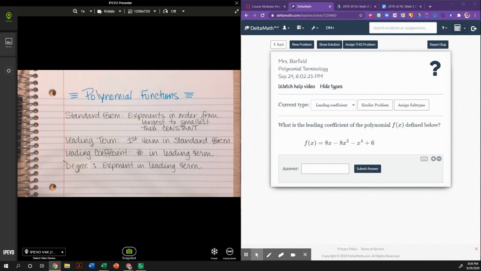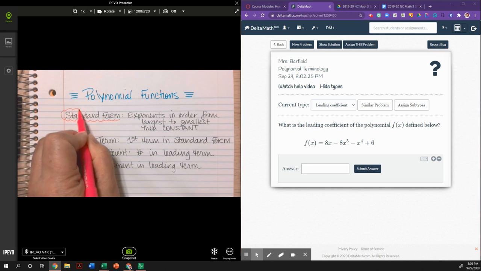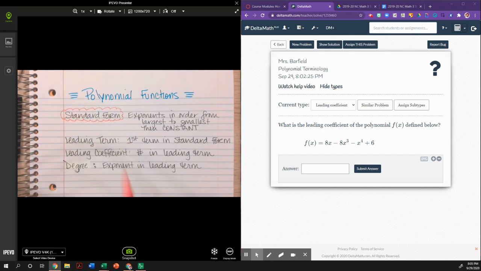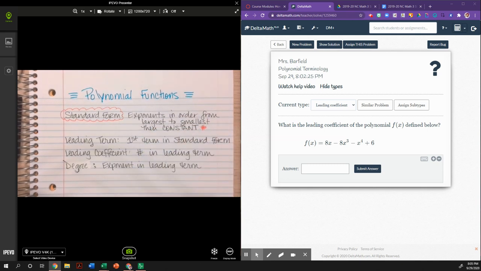We're now just going to take this time to focus on what happens when the degree is 4 or higher. So let's talk about some vocabulary that we're going to need to work with in the first part of our assignment. The first thing is standard form, and standard form is when the exponents are in order from largest to smallest. Then you have your constant term, and remember, your constant term is just your number. There's no variable attached to it. Then your leading term.